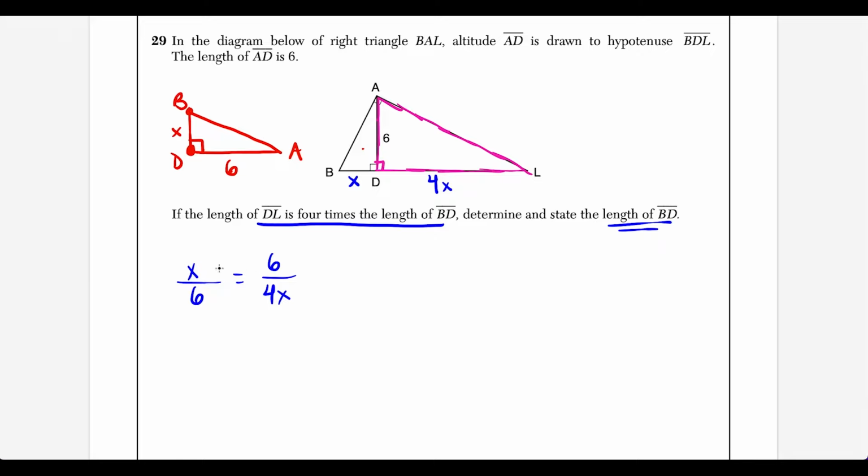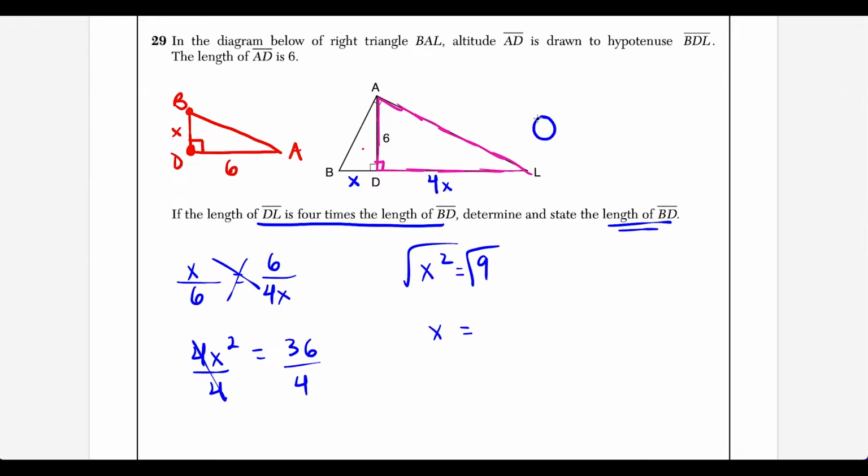So now we just have to do the algebra. We're going to cross multiply. We have 4x times x is 4x squared, equals 6 times 6, which is 36. Then we could solve by dividing both sides by 4. Now we have x squared is equal to 9, and then we take the square root of both sides. Technically, and this is a subtle detail, the square root of x squared is plus or minus x, or we could say the absolute value of x. But in this case, we're talking about geometry and the length of the side of a triangle. So here we could just say x equals 3.